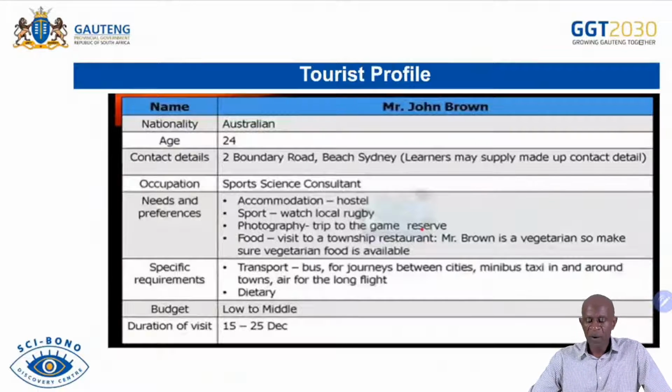Now, I want us to look at the important element of tour planning, which revolves around the tourist profile. The tourist profile explains the kind of tourist you are preparing the tour for. So in the tourist profile, you'll find, as indicated in the example, the name of the tourist. In this regard, we have Mr. John Brown.